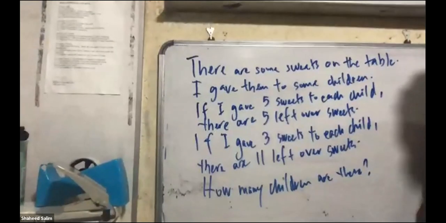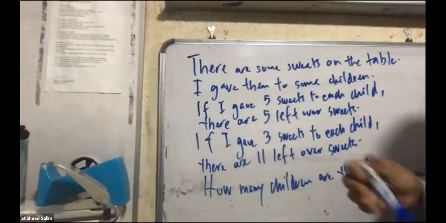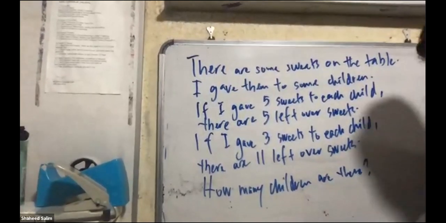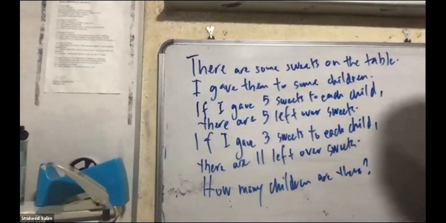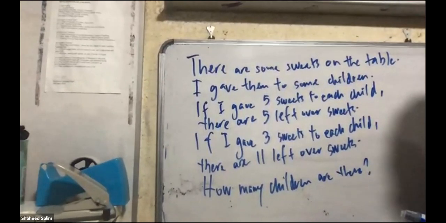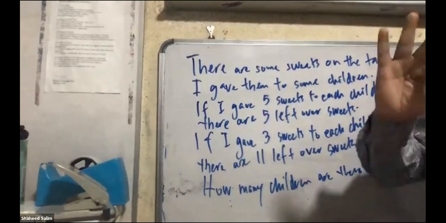8 children. Okay. I'm going to give you the answer first now, and I'm going to show you how to work backwards. So let's say we ask Sophia to guess how many children there are. Guess and check. How many children, Sophia? Guess.